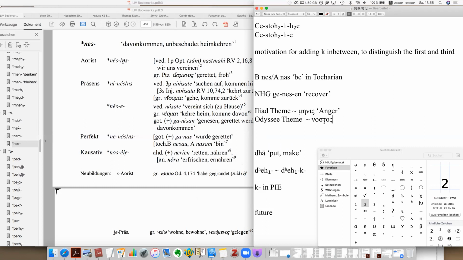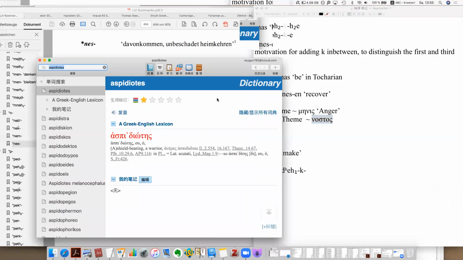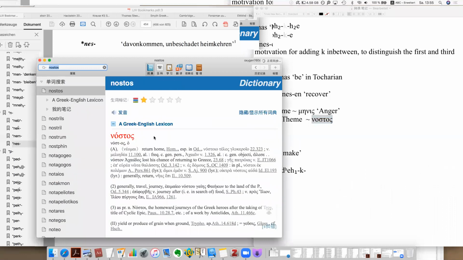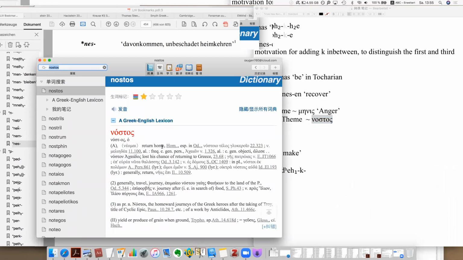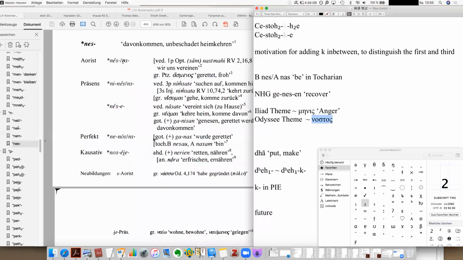or this is the theme, the central theme of the Odyssey. It's called nostos. And what is the meaning of nostos? So let's check a Greek dictionary. Nostos means return home. So this is actually the central theme of the Odyssey. Nostos.